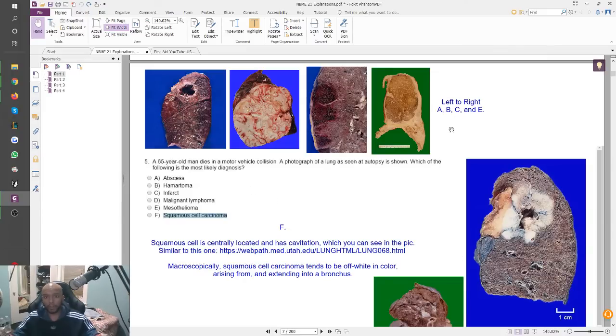Now, up here are your other things, right? So A, B, C, and E from left to right. So A here is showing you an abscess, right? You can see it's an abscess.